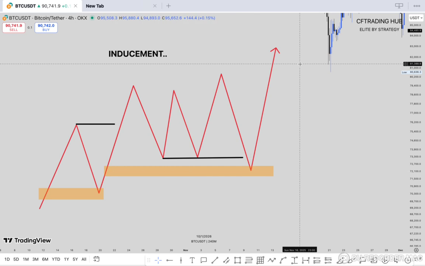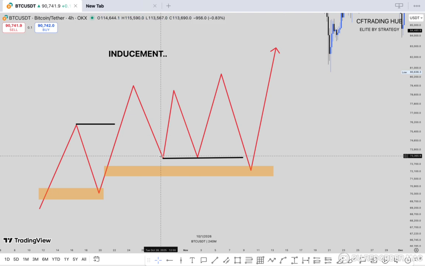The second understanding you have to make over here is what makes it stronger compared to a setup where there is no inducement. It is because liquidity pockets are where big players step in. They need liquidity pockets to fill their positions. So by having liquidity over here, there is an opportunity for them to step into the market.